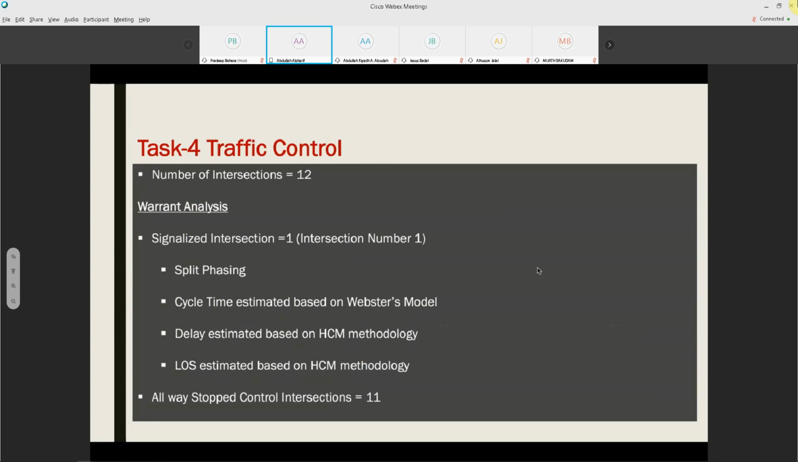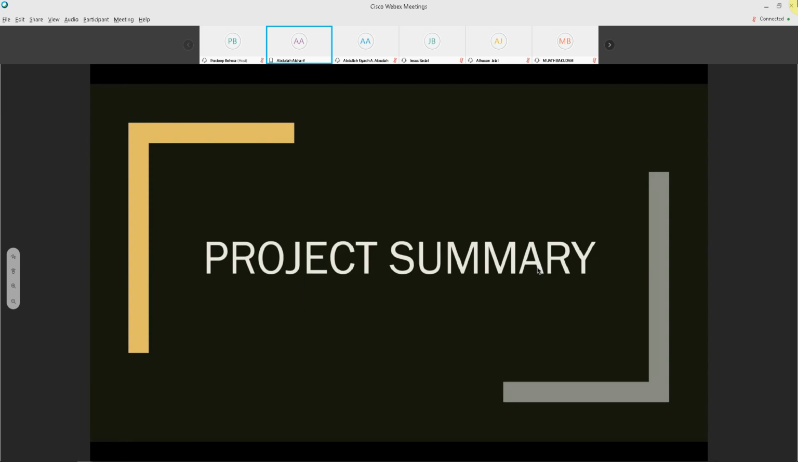Task 4, traffic control. As you can see here, signalized intersections equal 1, with cycle time estimated based on Webster's model, delay estimated based on HCM methodology, and level of service estimated based on HCM methodology. All-way stop control intersections equal 11. Next slide, please. And here I pass it to Asus.